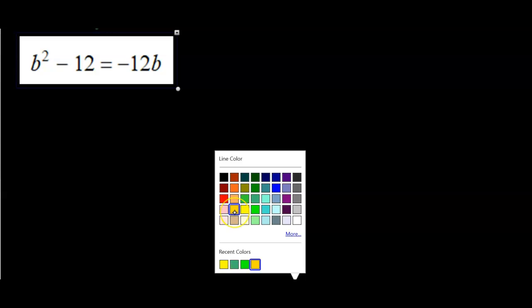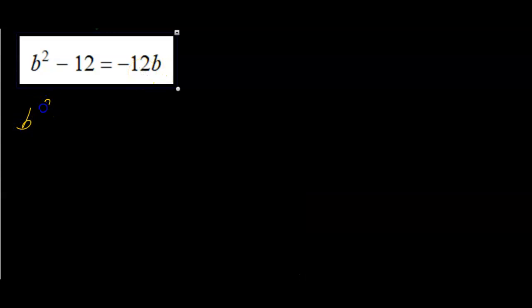All right, so again, put it in standard form. So I'm going to add the 12b to both sides. B squared plus 12b minus 12 equals 0. And then identify A, B, and C.